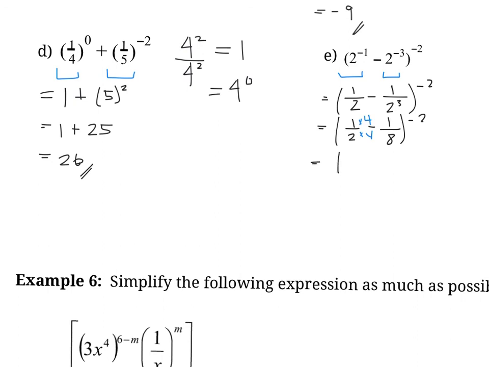So we're left with 4 minus 1, which is going to be 3 over 8, all to the power of negative 2. And now we know how to simplify this. We're going to make the reciprocal of 3 over 8, which is 8 over 3, and raise it to the power of 2. And we're going to be left with 8 squared over 3 squared, which is going to be 64 over 9.